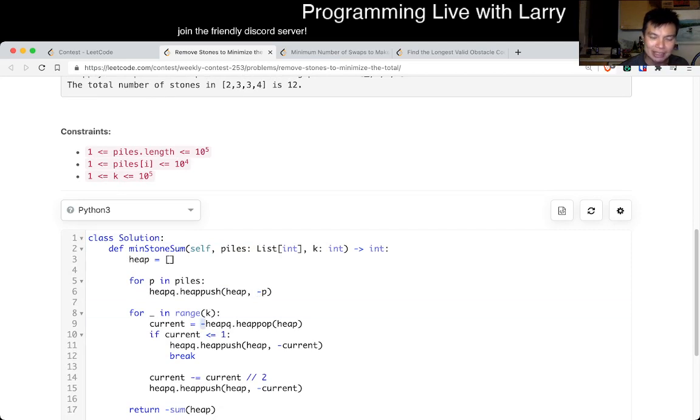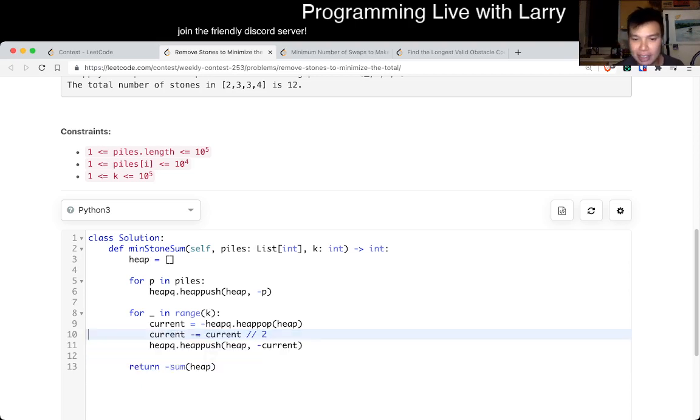So there is a lot of weirdness here. But basically the idea is that we push everything to the heap and then we can remove k times. For each k, we look at the max number of stones, we subtract from the max number of stones, and then we push it back into the heap. So that's basically it. If you just wrote this, you would get the right answer, and this is a very quick solution. I got this in 2-3 minutes.